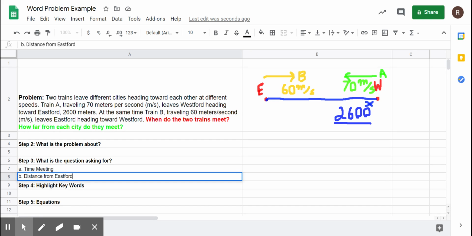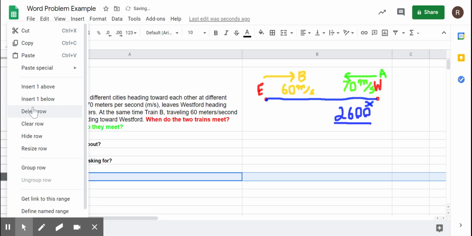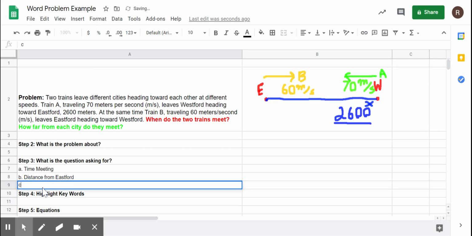Because you notice it's not like saying where from they meet, it's how far from each city do they meet. So this is why it's important to read the problem carefully. Because if you did do that, you would have missed that, and that would have been a problem. You would have not passed this. Okay, and then distance from Westford is the other question. As I said before, I kind of just highlighted some key values here. Okay, so that's step 3. I'm going to move on to step 4.